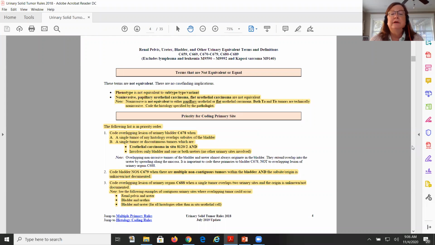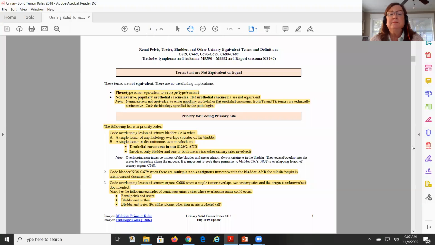Non-invasive papillary urothelial carcinoma is not equivalent with flat urothelial carcinoma. Non-invasive is not equivalent to either papillary urothelial or flat urothelial carcinoma. Both TA and TIS tumors are technically non-invasive. Code the histology specified by the pathologist.